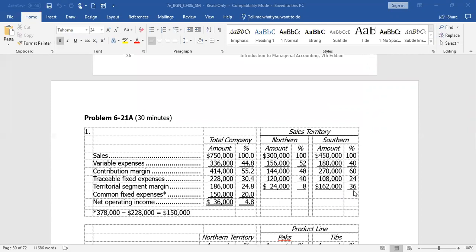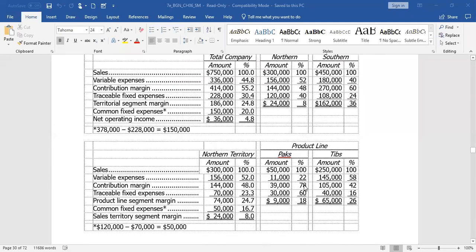Traceable fixed expenses are given, $120,000 for Northern, $108,000 for Southern. Subtract those and you get the territorial segment margin, or the segment margin for each territory. $162,000 for Southern, $24,000 for Northern, total $186,000. The remaining fixed expenses are common. How do we get that? Well, the total fixed expenses are $378,000 for the company. $228,000 of them are traceable. So the remaining are common.